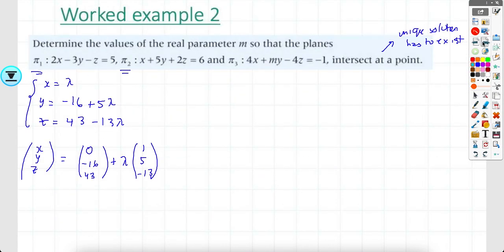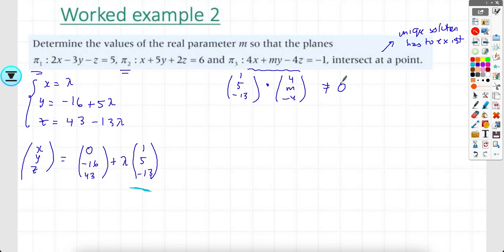So what I'm going to do is I need to make sure that this direction vector, let's go back to normal colors. So I need to make sure that this direction vector, so 1, 5, and negative 13, with the normal of the 3rd plane, which is 4, m, and minus 4, is not equal to 0.